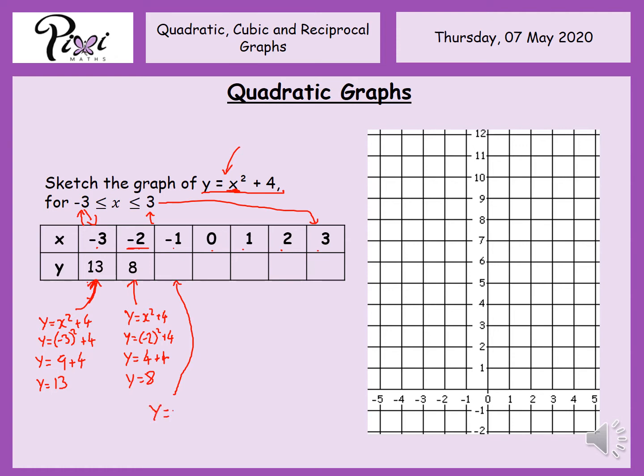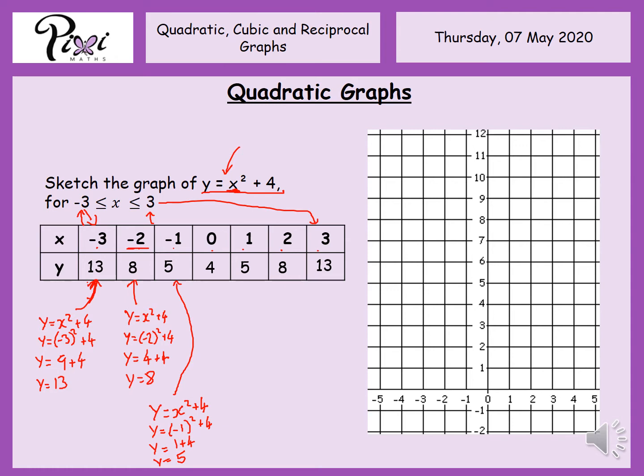So y equals x squared plus 4. We've got x is minus 1, so minus 1 squared plus 4. Minus 1 times minus 1 is plus 1, so we've got 1 plus 4, y equals 5. Okay, so we go through and we do this for all of the x values in the table, and so we've got our answers, we've worked out the y values.